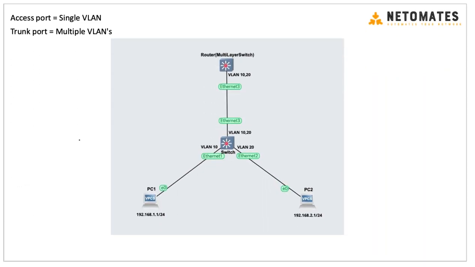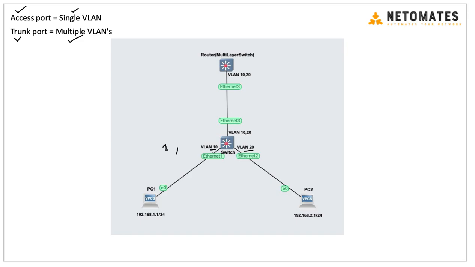Switch port mode can be of two types. One is access mode, another is trunk mode. Access mode specifies only one VLAN. Trunk can allow multiple VLANs. In this topology, PC1 we kept in VLAN 10 and PC2 we kept in VLAN 20. So we have three logical switches here: one is the default VLAN 1, another is VLAN 10, and another is VLAN 20. On the VLAN 10 switch we have Ethernet 1, and on the VLAN 20 switch we have Ethernet 2.